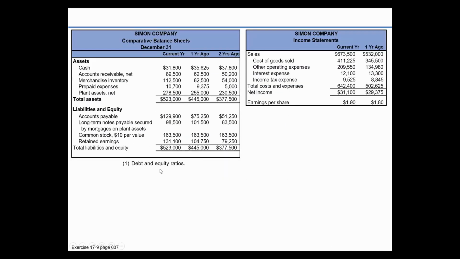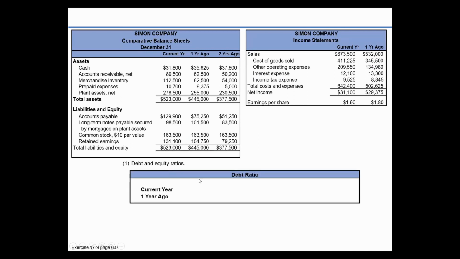So the first one is our debt and equity ratios. So our debt ratio is total debt divided by total assets. And so for that, to figure out the total debt, you're going to take the accounts payable and the long-term notes payable. That's debt, and then total assets would just be the total for the assets. So total debt for the current year is 228,400 divided by total assets, which is 523,000. So then our ratio is 43.7%.